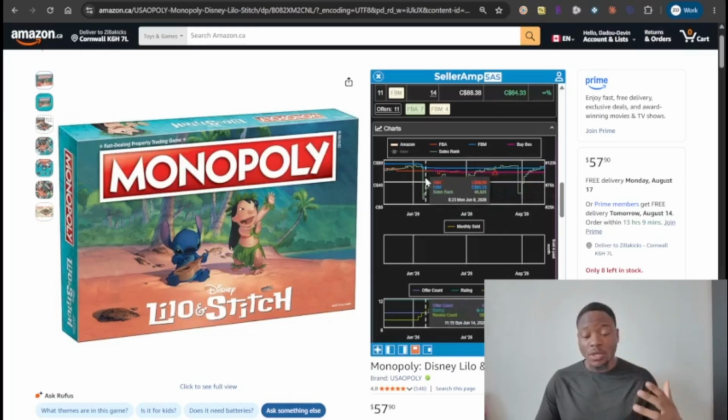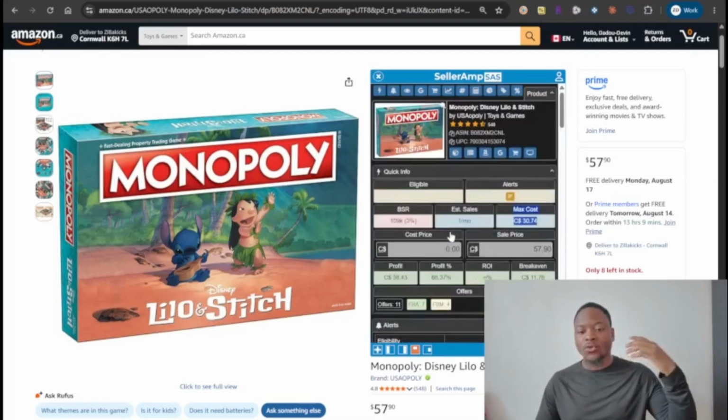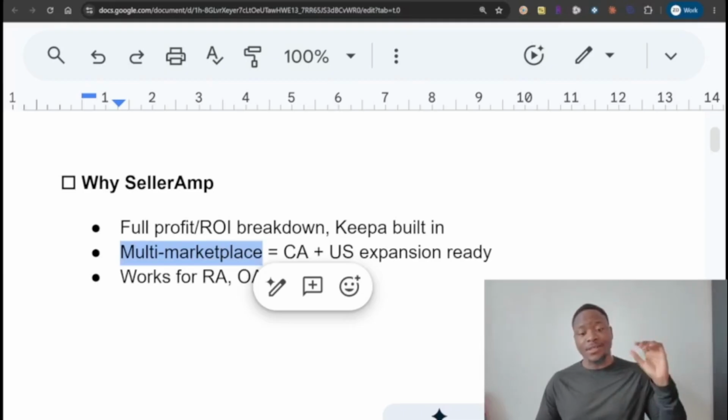So SellerAmp is really what I've been using. And like I said, they have Keepa integrated into it, super powerful. And they're constantly updating their software, trying to bring in some new stuff, and also integrating it with AI to make your sourcing decisions a lot easier and faster. Another good thing that I like is that it's actually multi-marketplace. So you can sell in Canada and the US with this Chrome extension.